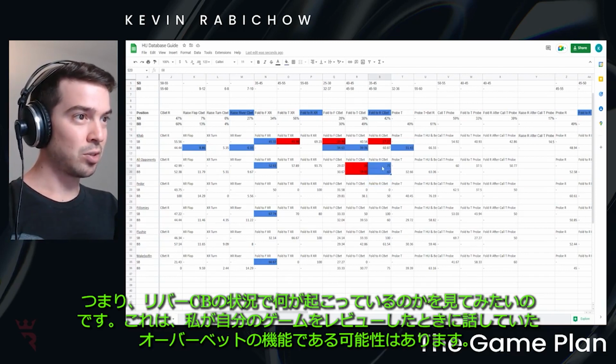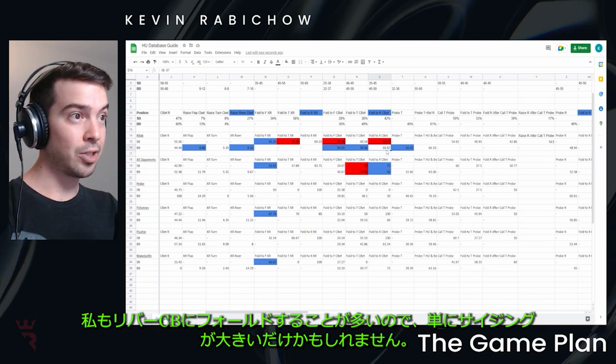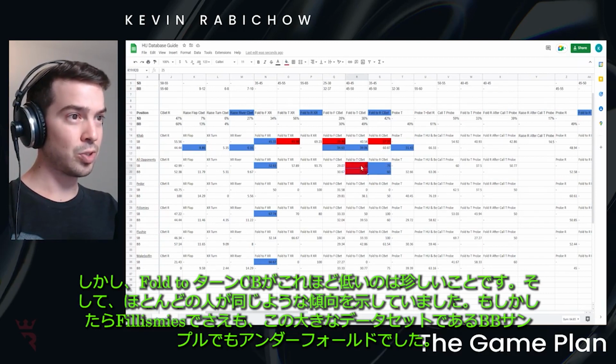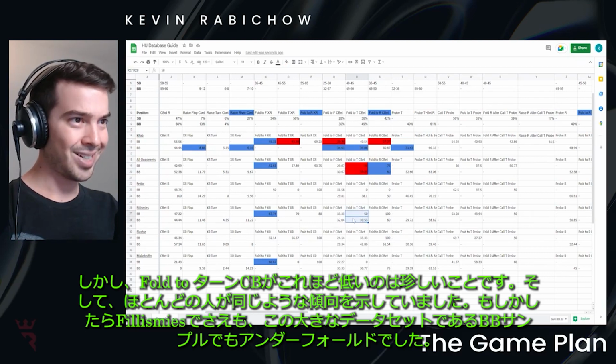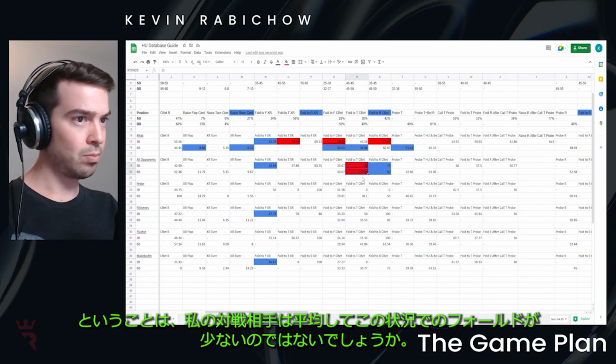Maybe. I mean, I would want to look at what's happening in the river c-betting situation. This could be a function of that overbetting that I was talking about when I reviewed my own game. I do a lot of folding to river c-bet as well, so it could just be that sizing's quite big here, but this is unusual to me. The fold to turn c-bet being this low, and pretty much everyone showed that same tendency. Maybe Philizmies, even this, like the bigger data set, the big blind sample is underfolding. So my suspicion here is that my opponents on average are underfolding this situation.